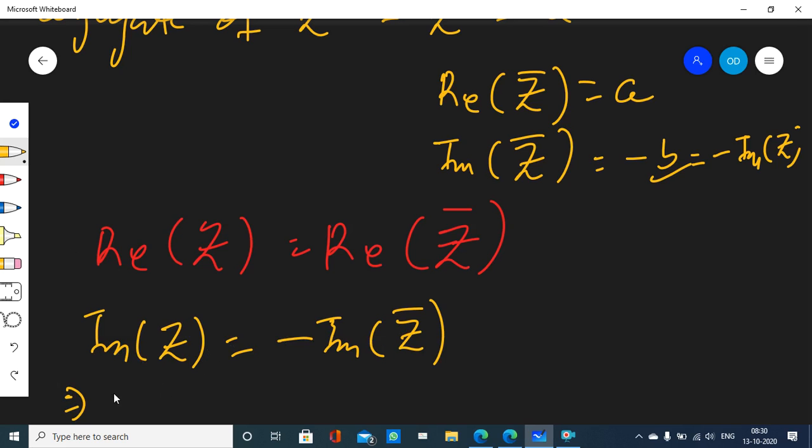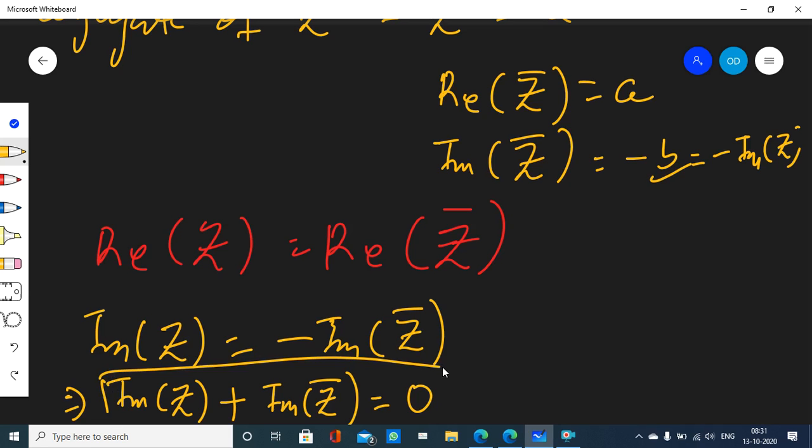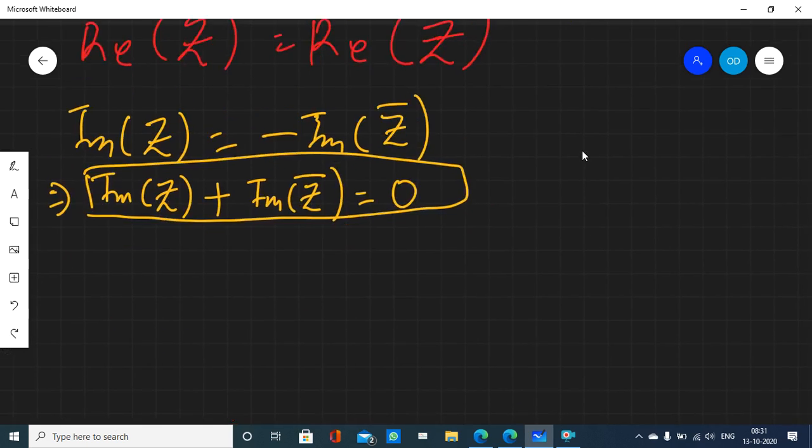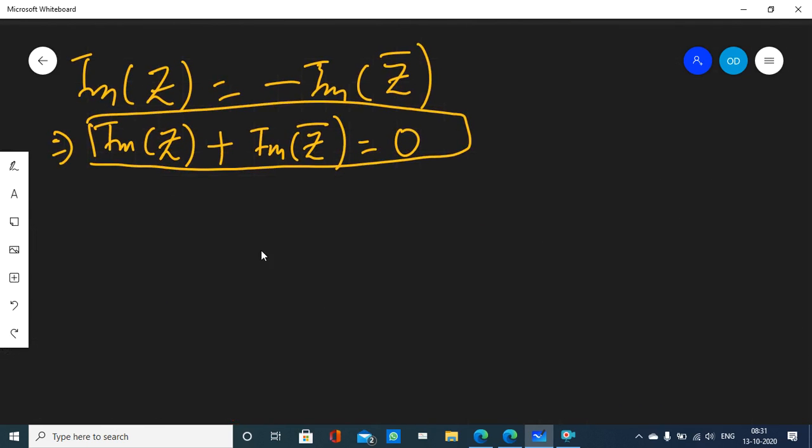Also you can see one important thing: the imaginary part of z plus the imaginary part of z conjugate will be equal to zero. If I add the imaginary part of a complex number with that of its conjugate, I shall get 0.